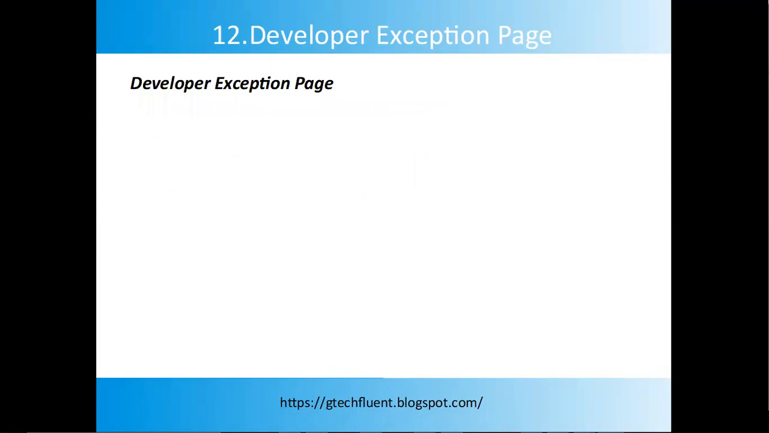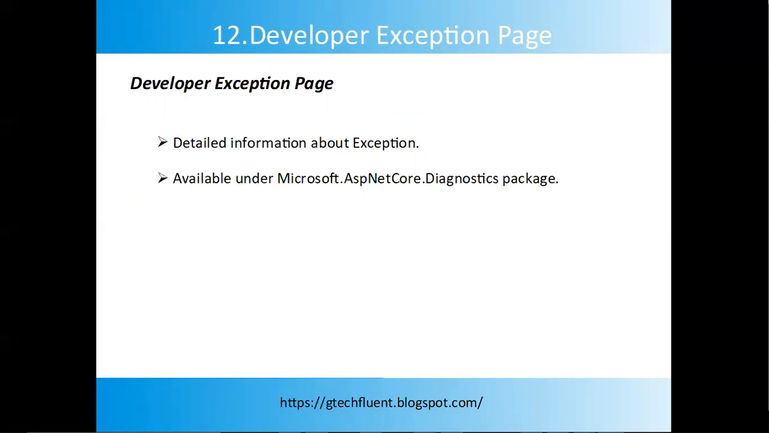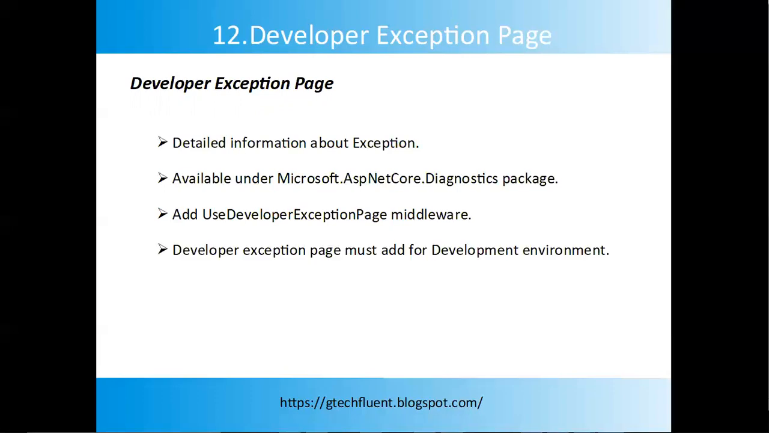The developer exception page displays detailed information about the exception that occurred. This page is available under the Microsoft.AspNetCore.Diagnostics package, which is in the Microsoft.AspNetCore.App metapackage. To configure the developer exception page, we need to add the UseDeveloperExceptionPage middleware into the request pipeline. We need to enable the developer exception page only when the application is running under the development environment, because we don't want to share detailed exception information publicly when apps run under the production environment.